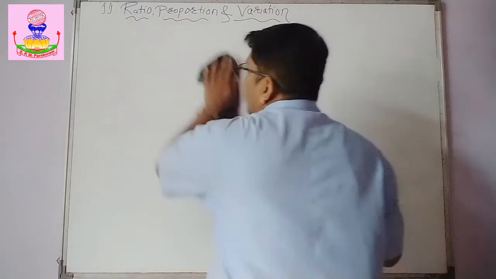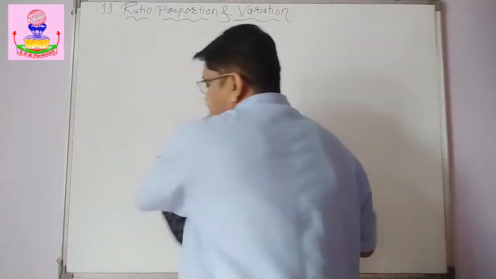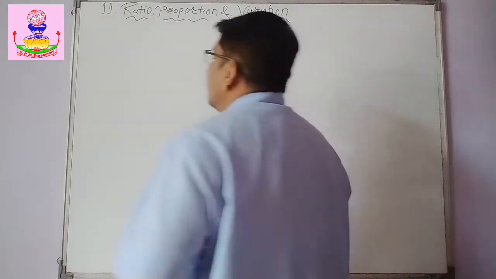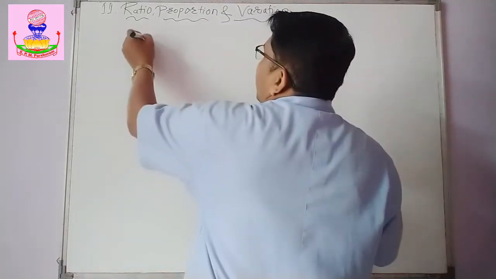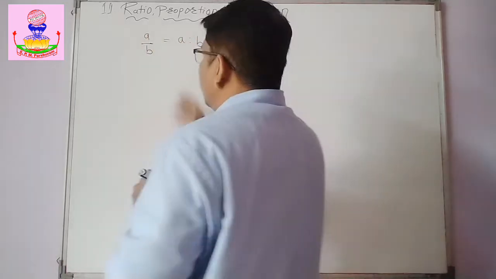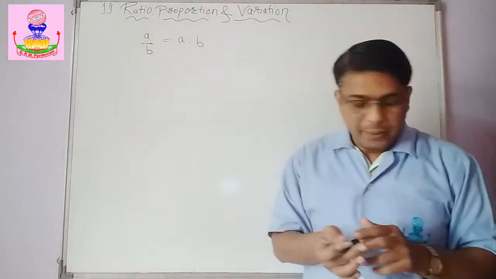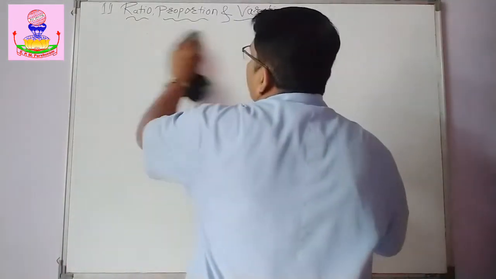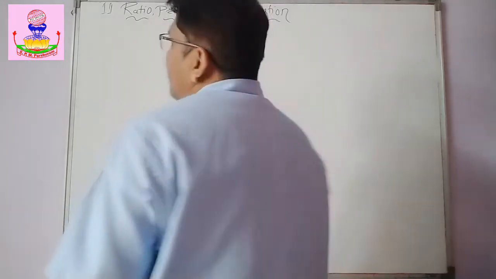Now, if A and B are any two quantities of the same type, then they are compared as A upon B, or they are written as A:B. That is their ratio. Okay. Now, next is proportion. Before that, equivalent ratios.